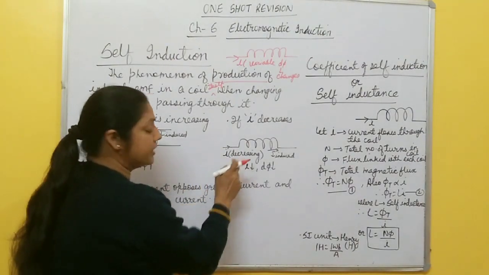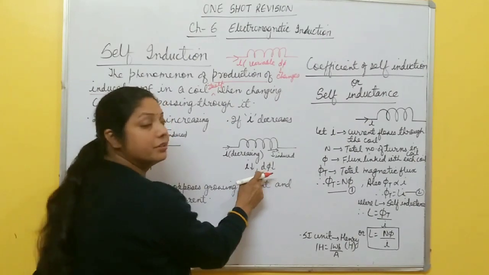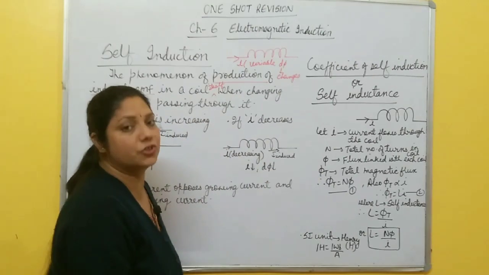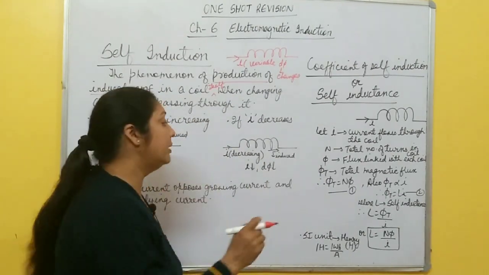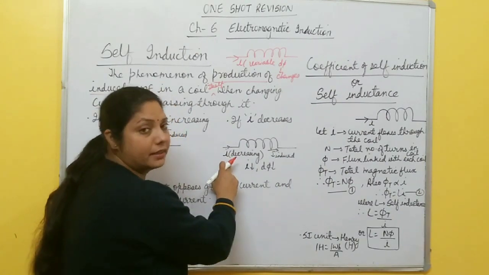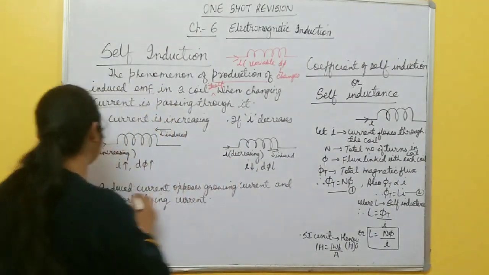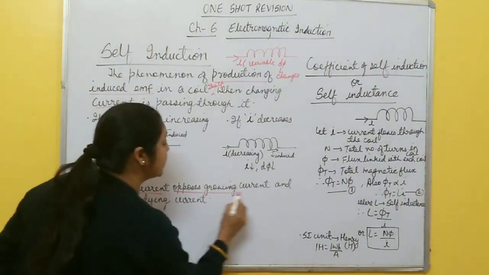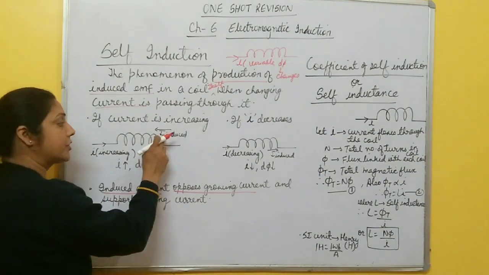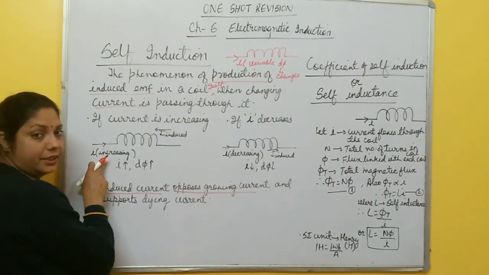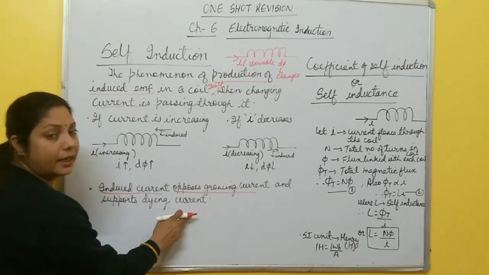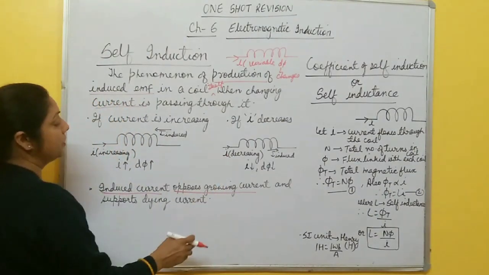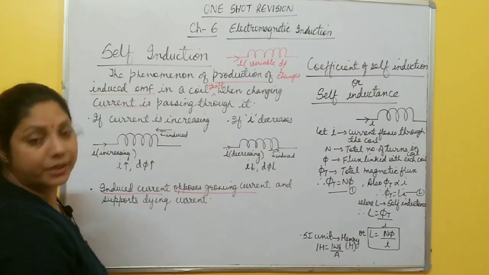But what happens if the current is decreasing? If the current is decreasing, the magnetic flux also decreases. So the direction of induced current is such that it opposes the decrease in magnetic flux. It is possible only if the induced current is in the same direction as that of the applied current, right? So you must remember this point about the direction of induced current. Induced current opposes growing current. In case of growing current, the direction of induced current is always opposite, and in case of dying current, the direction of induced current is the same as that of the applied current. So I think you have understood what self-induction is.